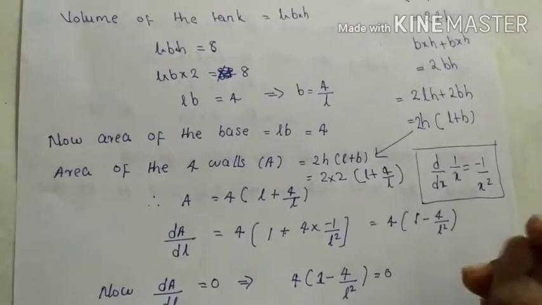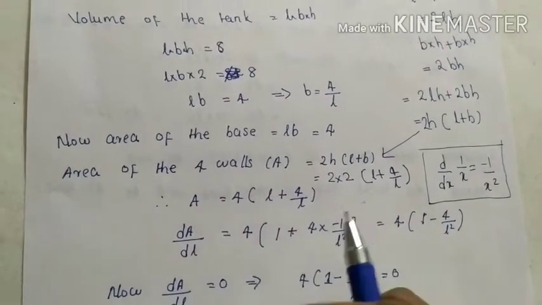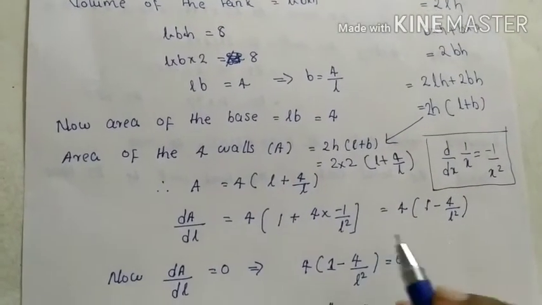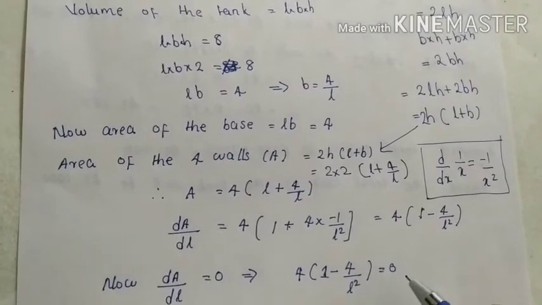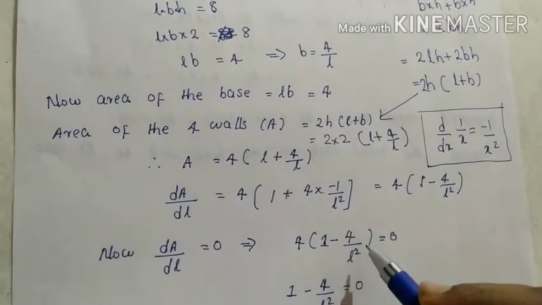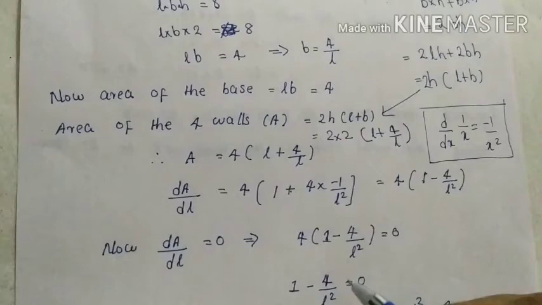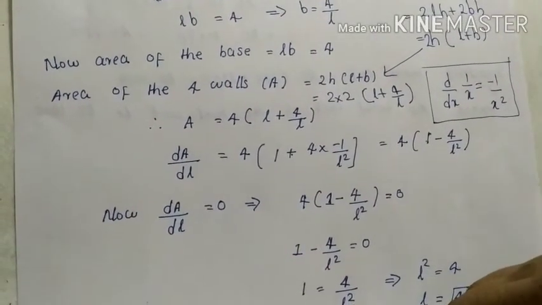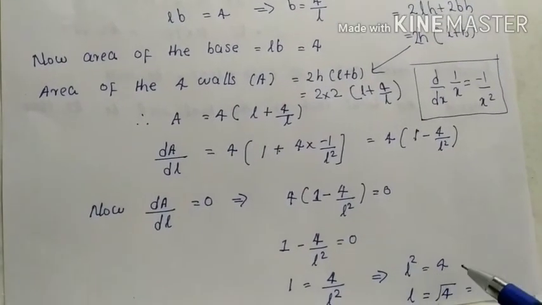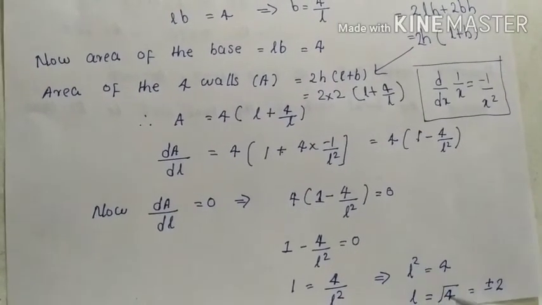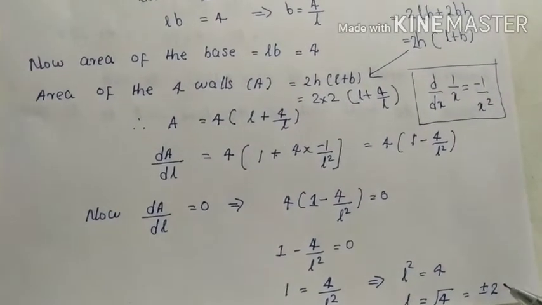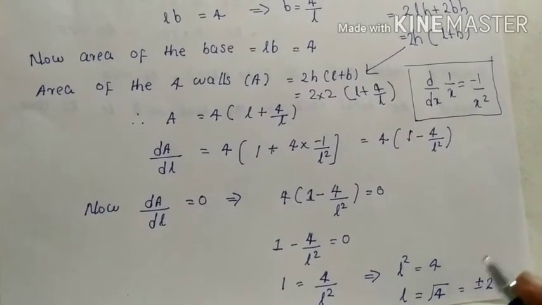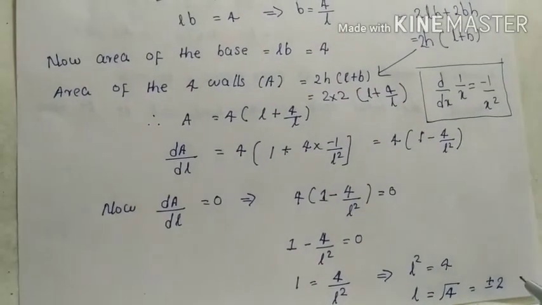Okay. Next, for finding the value of the critical point, equating dA by dL equal to 0, we get 1 minus 4 by L square equal to 0. Taking minus 4 by L square to the RHS, we get 1 equal to 4 by L square, and from this L square equal to 4 and L equal to root 4, and we get plus or minus 2. And we know that the length is always positive, so minus 2 is impossible. So the value of length is 2 meter.